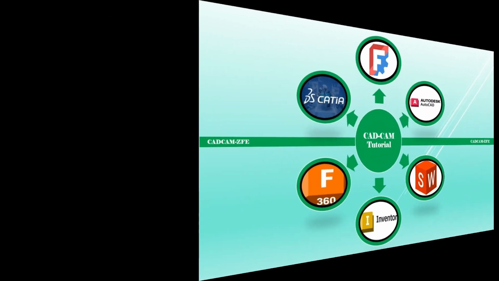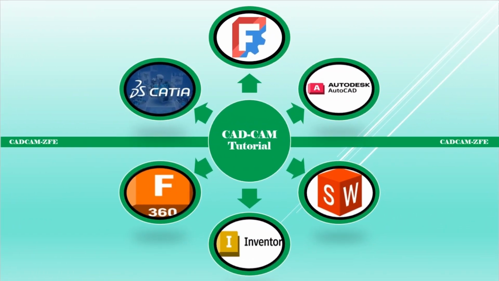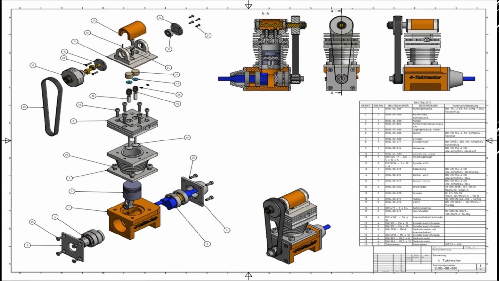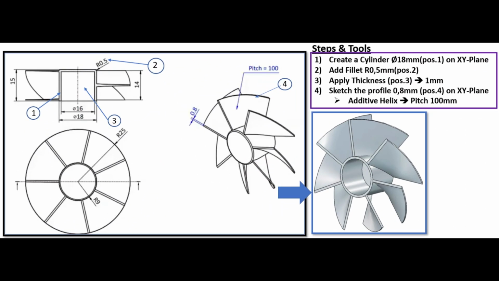Today I will show you how to create a 3D model from the existing 2D drawing with the help of FreeCAD tools like Cylinder, Thickness, Fillet, and Additive Helix. This is the exercise for today that we need to convert this 2D drawing into 3D solid part. Here you find the steps and the tools that I used to convert this 2D drawing into 3D solid part.